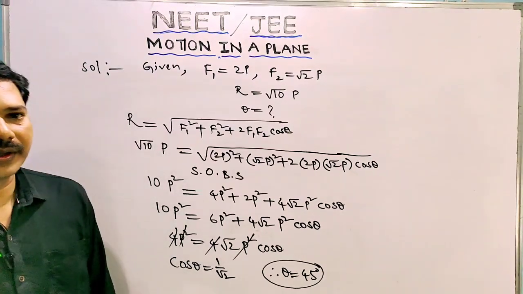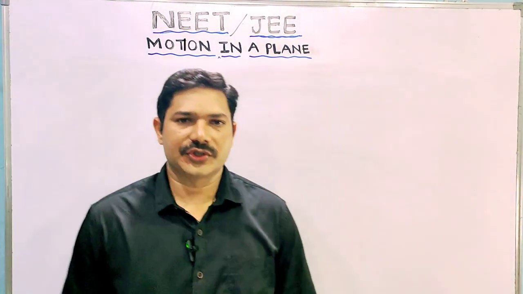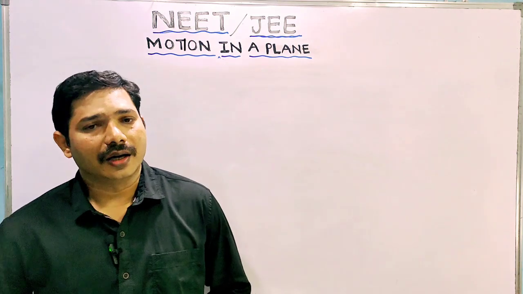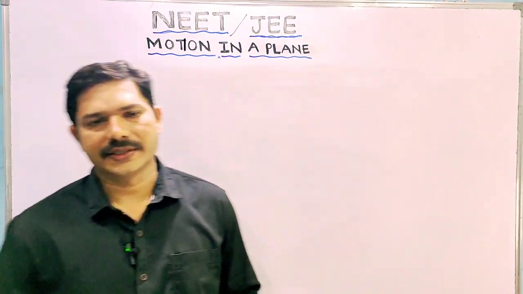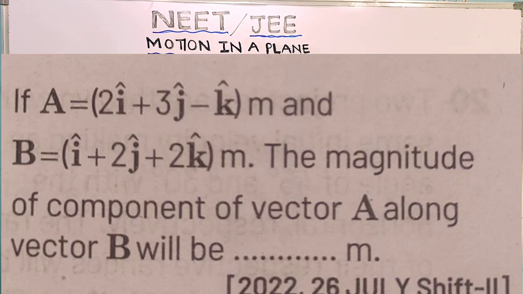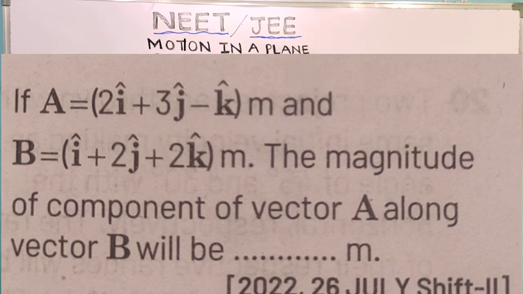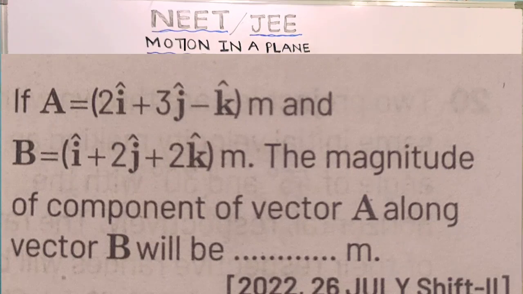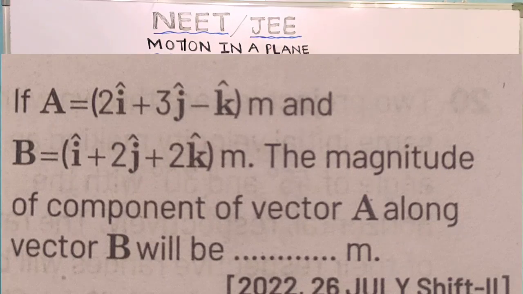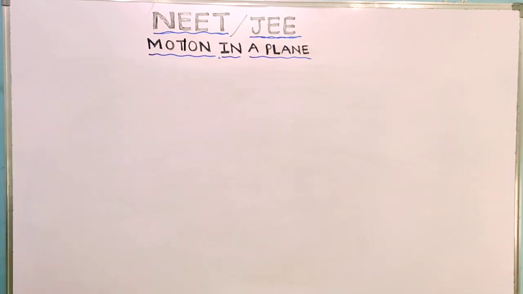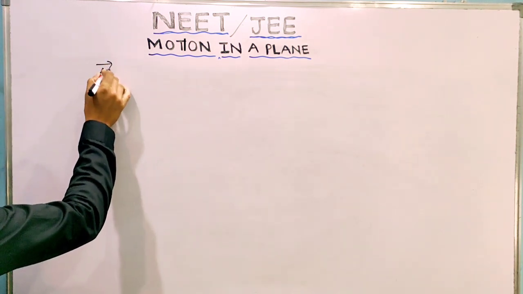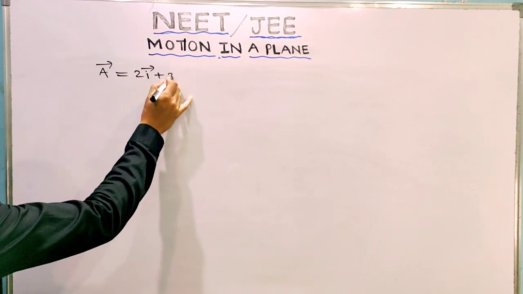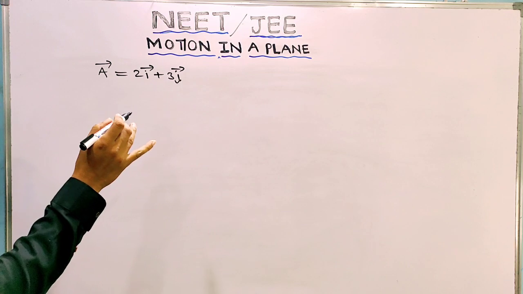Now we'll see a previous year question, how the JEE asked problems last year. On the screen, one question is there. If A bar equals 2I bar plus 3J bar minus K bar and B bar equals I bar plus 2J bar plus 2K bar, the magnitude of the component of vector A along vector B will be dash. Here two vectors are given. A bar is given as 2I bar plus 3J bar minus K bar.